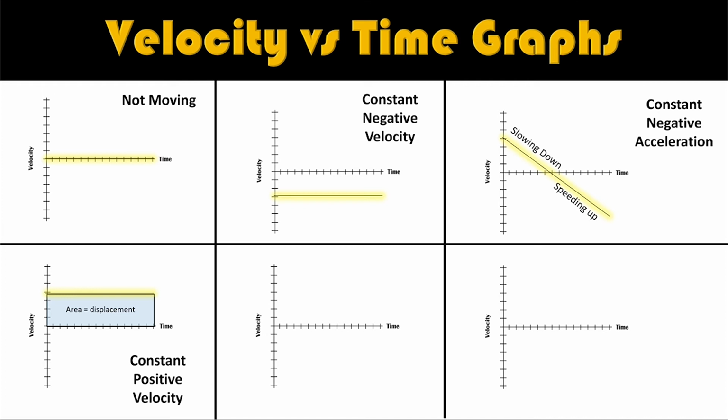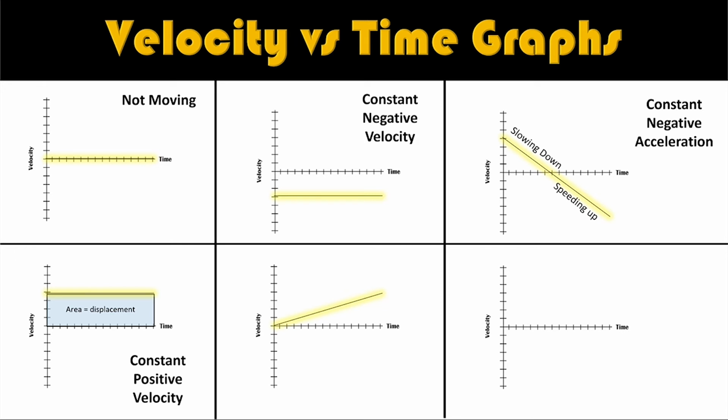In this case, it's a rectangle, so if you find the area of that rectangle, you found the displacement, and you would figure out the length by using time and the height by using the velocity. Very simple calculation, just a little bit of geometry there. Let's look at this example right here.